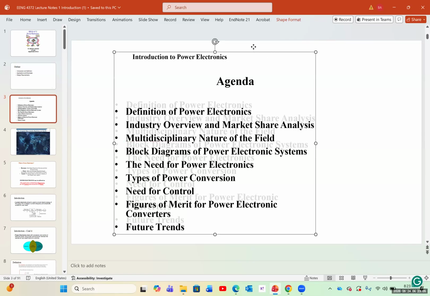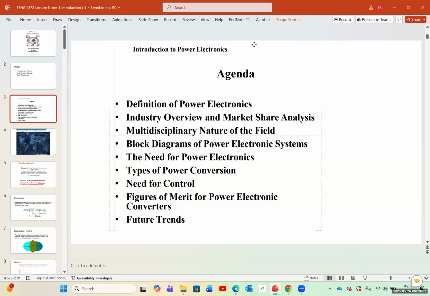industry overview and market share analysis, the multidisciplinary nature of the field, block diagrams of power electronic systems, the need for power electronics, types of power conversions, need for control, figures of merit for power electronic converters, and also future trends. You can read faster than I can. This is my second language, so obviously I'm just going to explain.